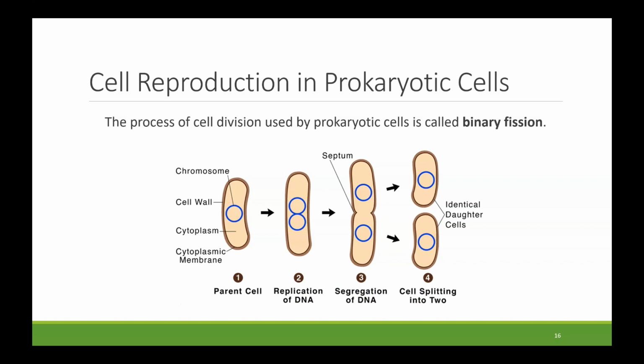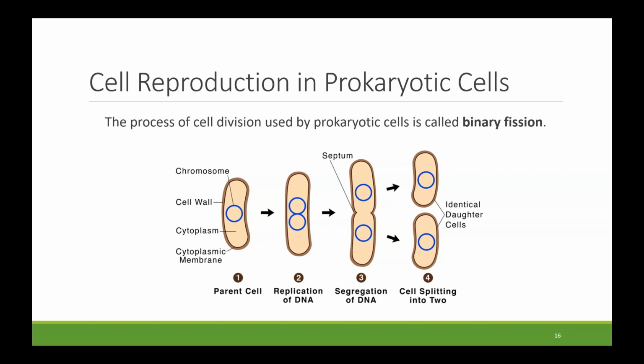It's just hanging around in the nucleoid region. And so after it replicates that chromosome, each copy of the DNA gets sent to one end of the cell, and the cell is expanding its cell membrane as this is going on in preparation of splitting in two. And this process is called segregation of the DNA. So we can see that we're in step 3 now.